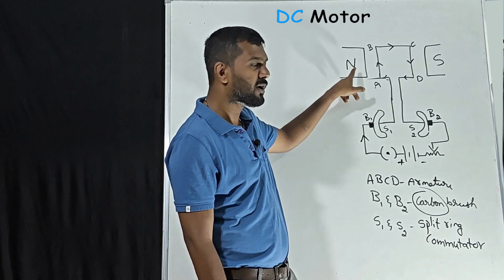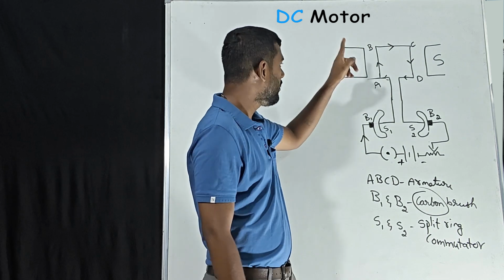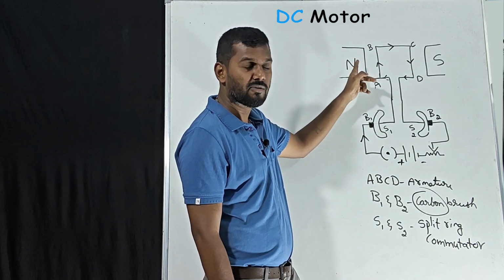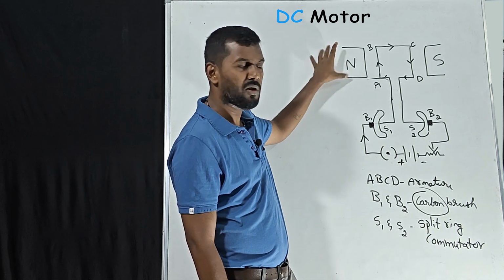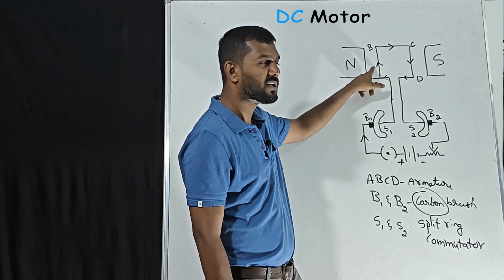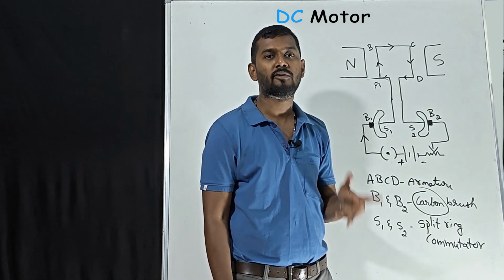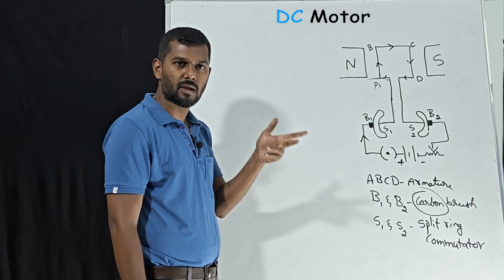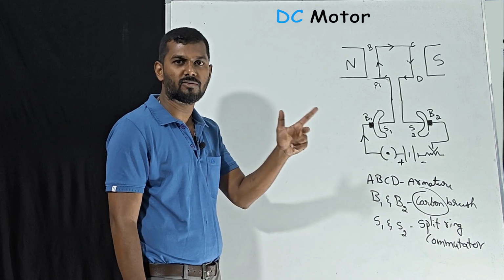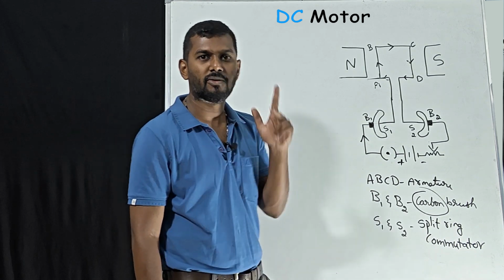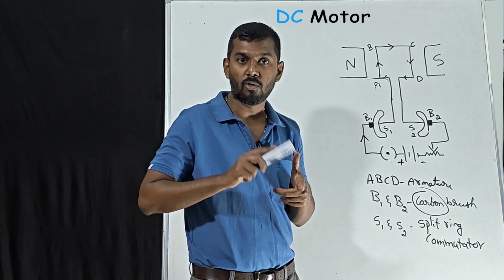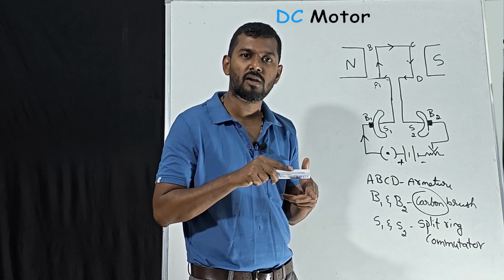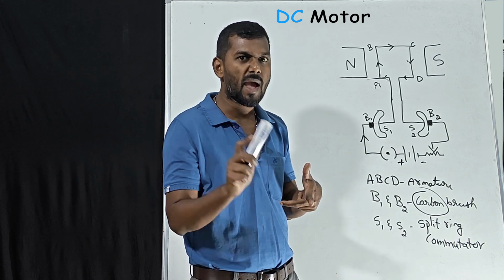The field will start moving from north to south. So where is the north here? Which line of the coil is near that north pole? AB. So this direction of current we are going to use in the left hand rule. Now it is the time to apply Fleming's left hand rule. First, always assign the forefinger. This is very important. The forefinger always represents the direction of magnetic field.